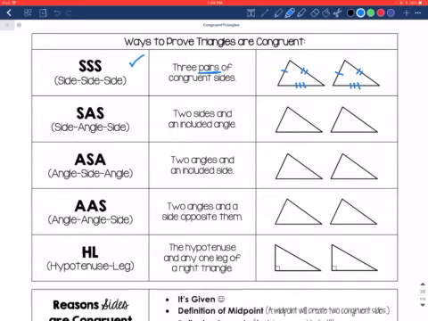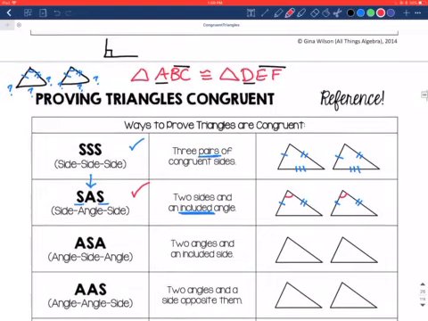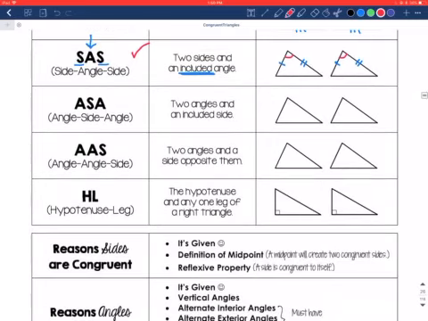Now, if you don't have all 3, but you still have an included angle, then you can still do it. So if we have 2 pairs of congruent sides, just like we did before, but then we have an included angle. And what I mean by included is in between. You see how that angle is in between these 2 sides. Well, if I have an angle that is in between those 2 sides, then yes, I can also prove that these triangles are congruent. It's kind of like the example that I just gave above. So that would be SAS, side, angle, side.